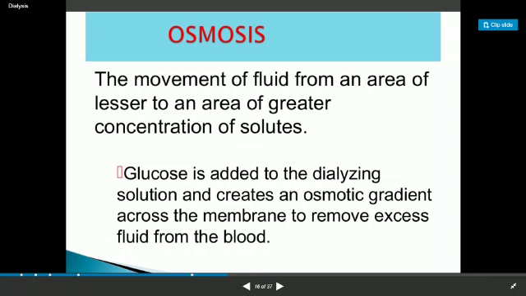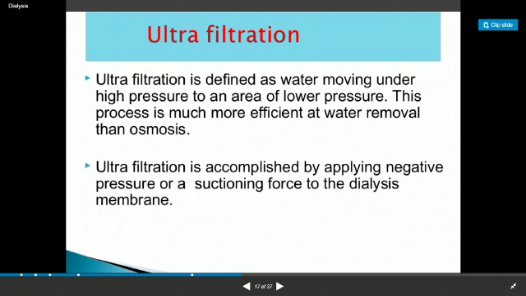Now, by the process of osmosis, the movement of fluid from an area of lesser to an area of greater concentration of solutes, glucose is added to the dialyzing solution and creates an osmotic gradient across the membrane to remove the excess fluid from the blood. The third principle on which the dialyzer works is ultrafiltration. Ultrafiltration is defined as water moving under high pressure to an area of lower pressure. This process is much more efficient at water removal than osmosis. Ultrafiltration is accomplished by applying negative pressure, a suctioning force, to the dialysis membrane.